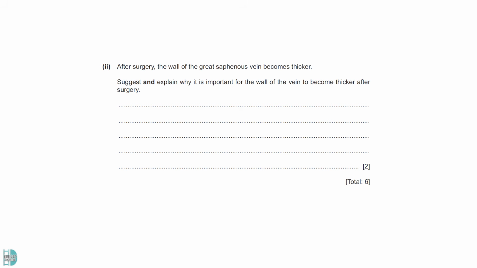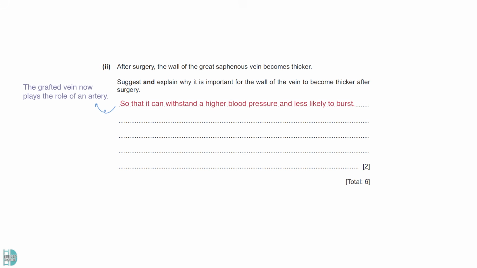2. Suggest and explain why it is important for the wall of the vein to become thicker after surgery. After being grafted, the vein is now playing the role of an artery. It has to thicken its wall to withstand higher blood pressure, making it less likely to burst. This will make the blood vessel last longer under greater pressure.